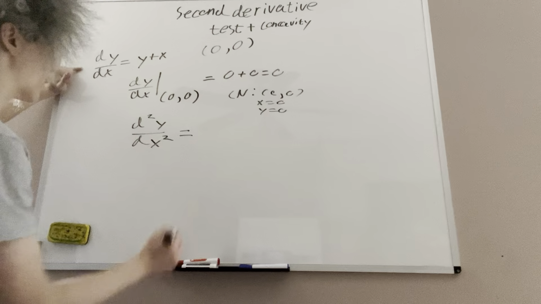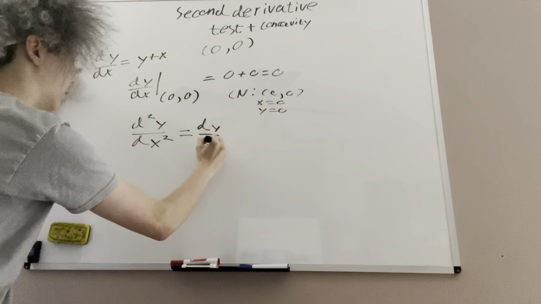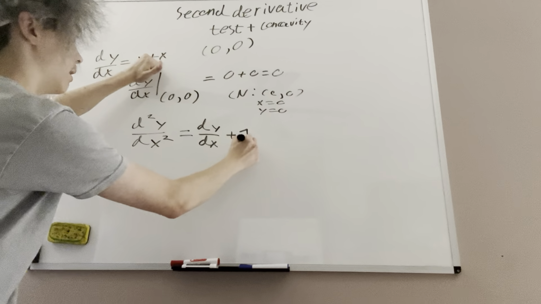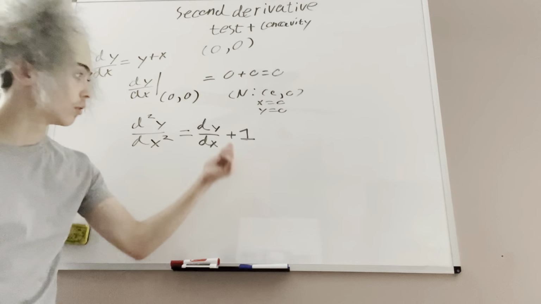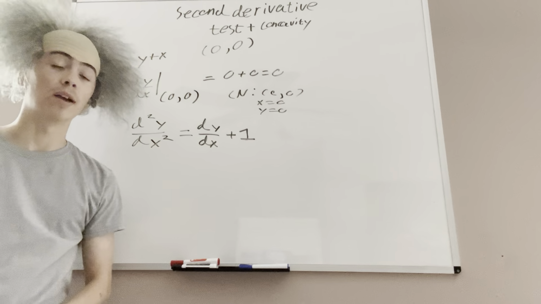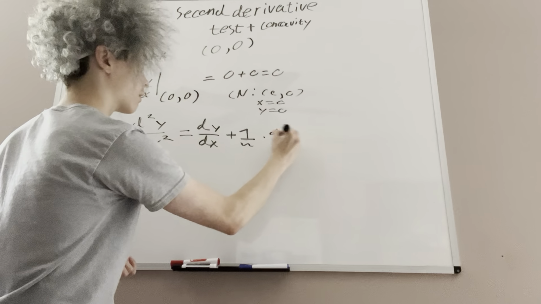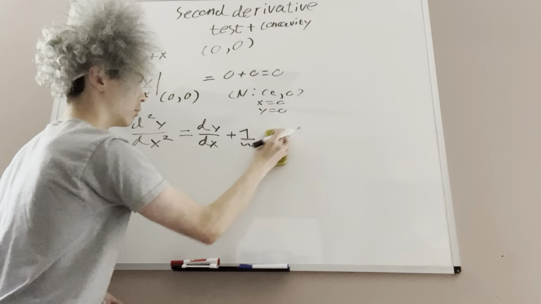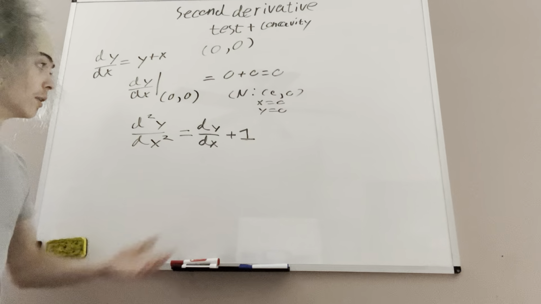Well, okay, the derivative of y is dy/dx, and the derivative of x is just 1, right? We're deriving with respect to x, so the x terms can just be derived normally. This technically would be chain rule times dx/dx. We don't really need to worry about that because dx/dx is just equal to 1, right?